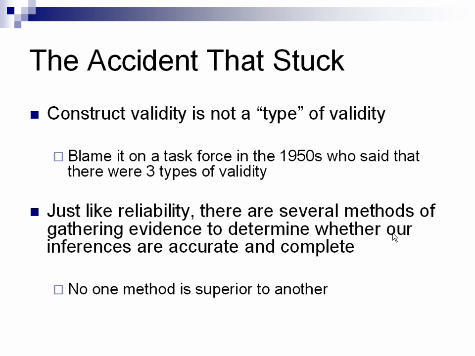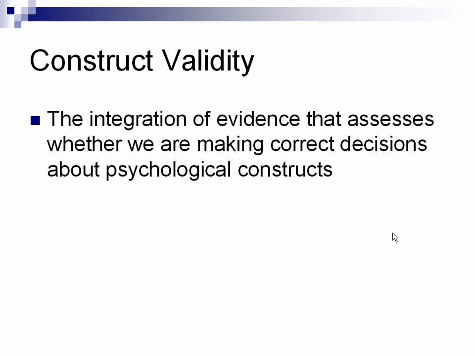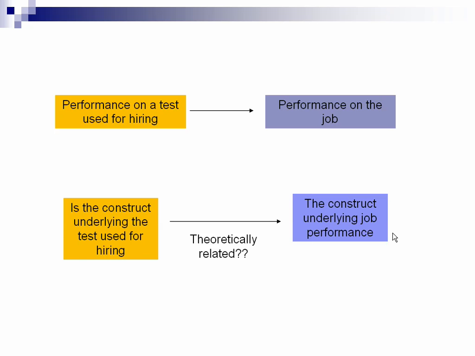So construct validity can also be thought of as just the integration of evidence that assesses whether or not we're making correct decisions about psychological constructs. In other words, are we measuring what we're saying we're measuring, and are we predicting what we're saying we're predicting? So for example, using that same example that we've been using, performance on a test used for hiring and whether or not it predicts performance on the job, with construct validity, and it's all construct validity, what we're asking is, is the construct underlying the test used for hiring theoretically related to the construct underlying job performance? And that's all there is to that.